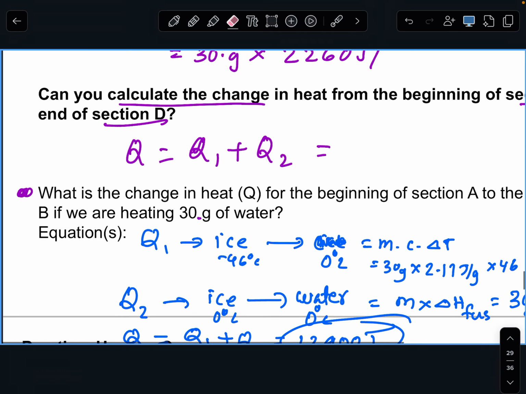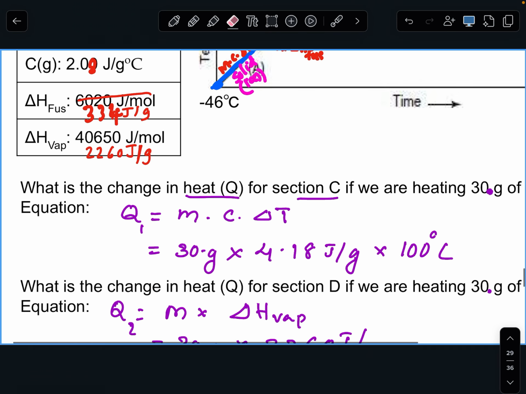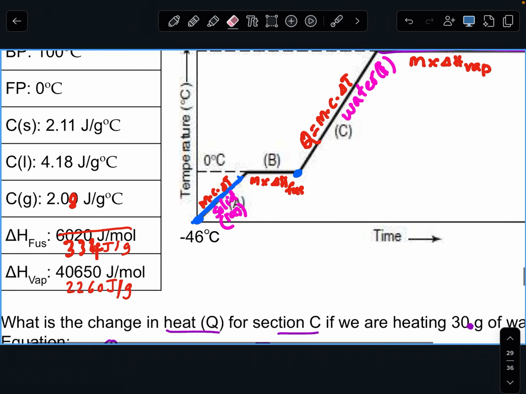Yeah. So do this one. Question number 1, below this. What is the change in heat on section C? It's the same thing. We already did that.